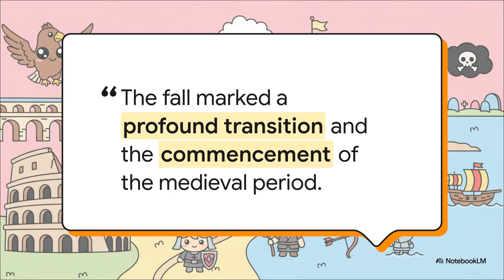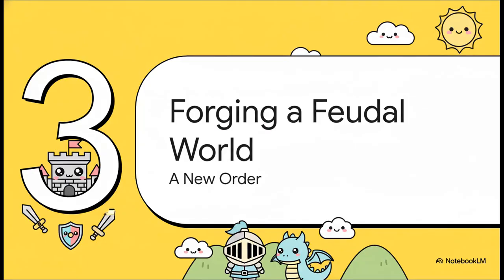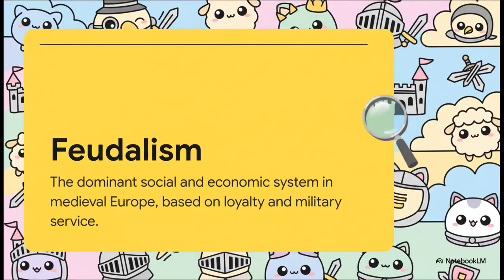Suddenly, Europe was fragmented, chaotic, and it desperately needed a new way to organize itself. So what grows from the ashes of Rome? Well, a totally new system, one that was completely decentralized. This new world wasn't built around a powerful central government. No, it was built on something much more personal: land, loyalty, and service. And that system was feudalism.